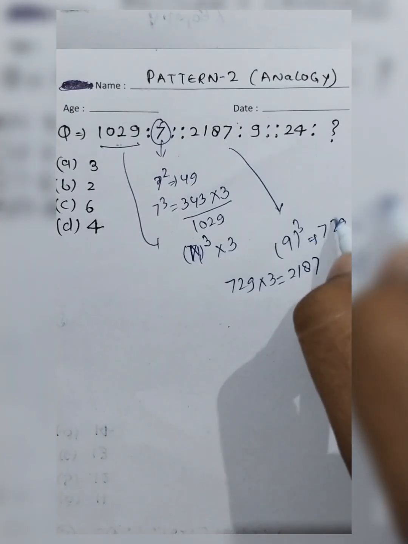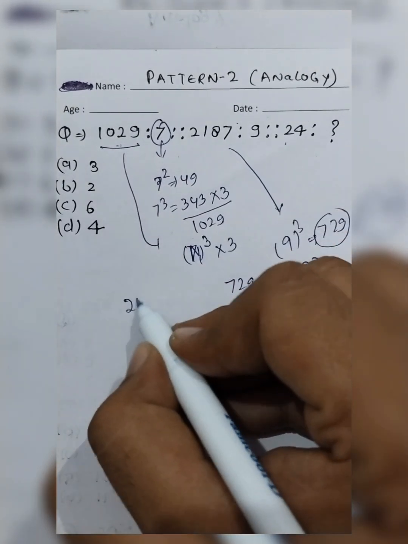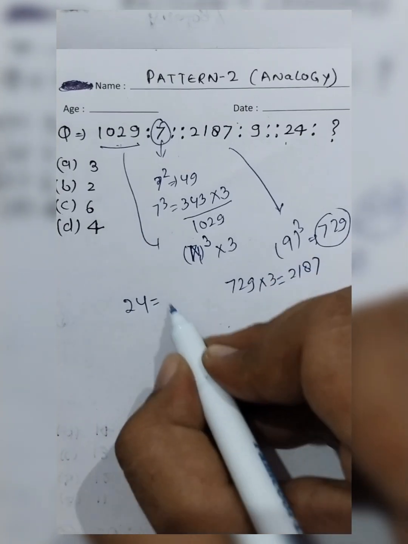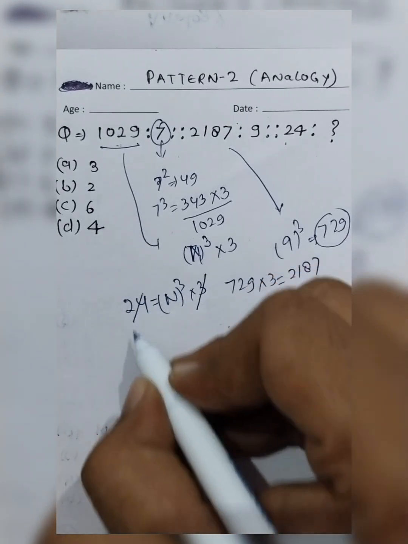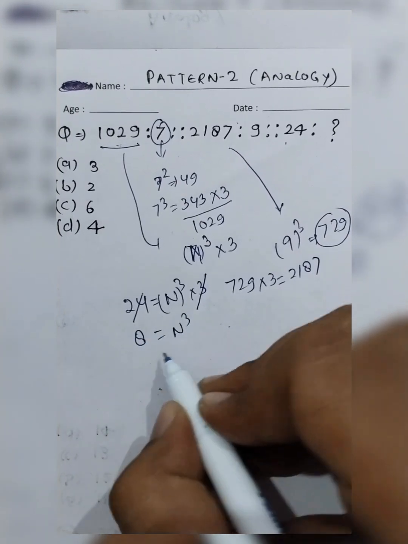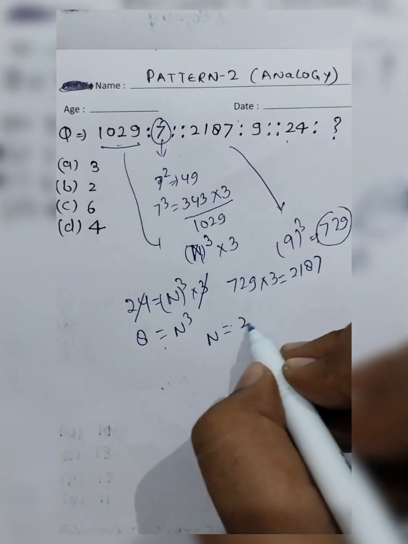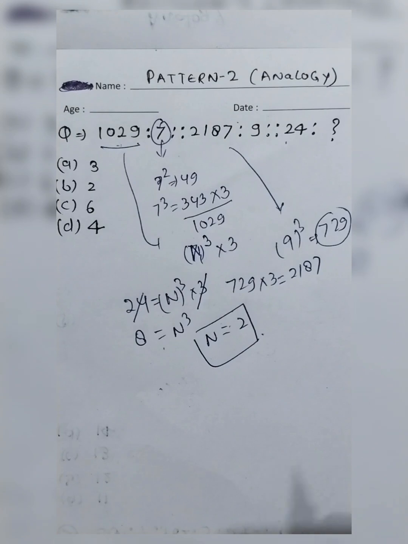So the number given here is 24. 24 is equal to n cubed into 3. So we solve this: n cubed will be 8, our n will be 2, so our answer will be 2.